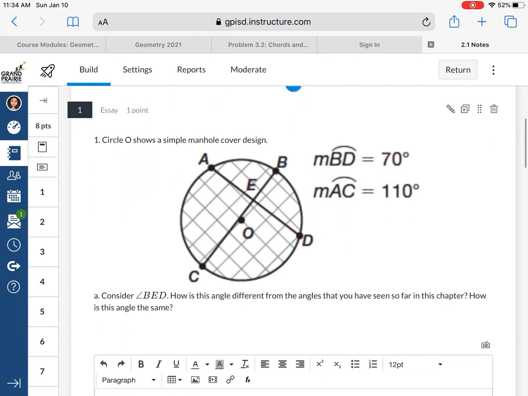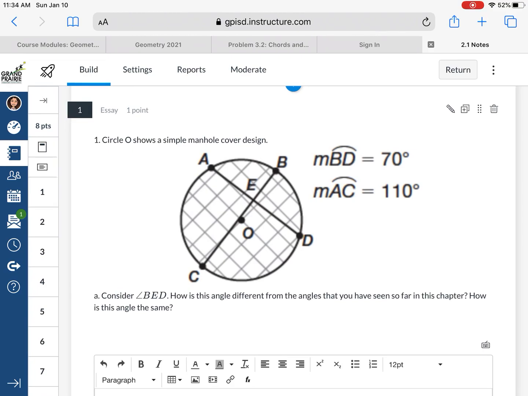So question number 1. It tells us, here we have circle O. Remember, we name circles by the center. So this is circle O. It shows a simple manhole cover design. It says that the measure of arc BD, represented with that curvature above the two letters B and D, is equal to 70 degrees. Remember, last class we learned how to measure arcs, and so this one is 70 degrees, and arc AC is 110 degrees.